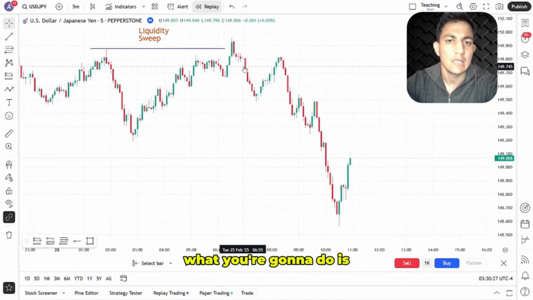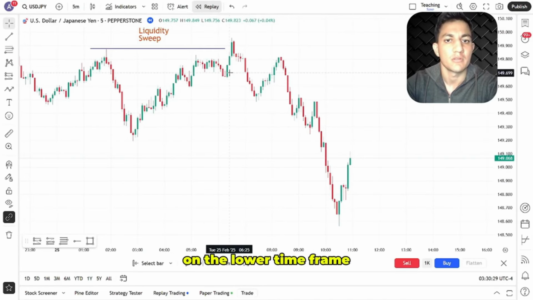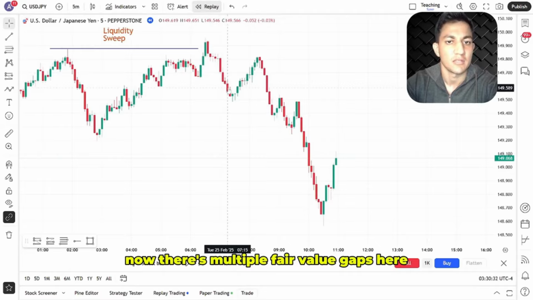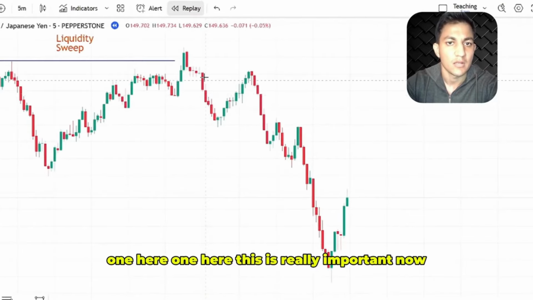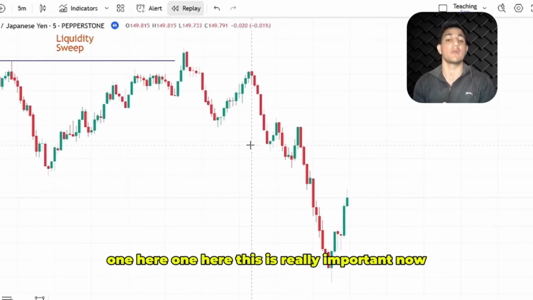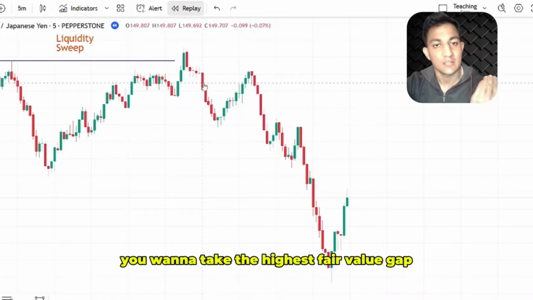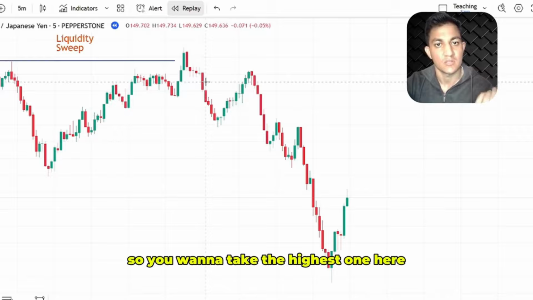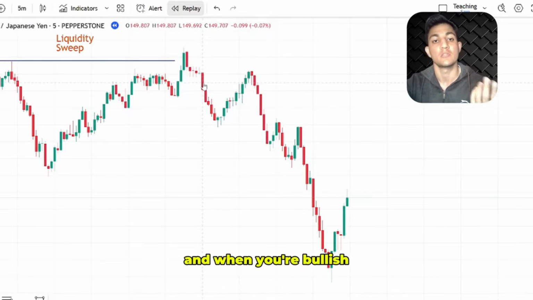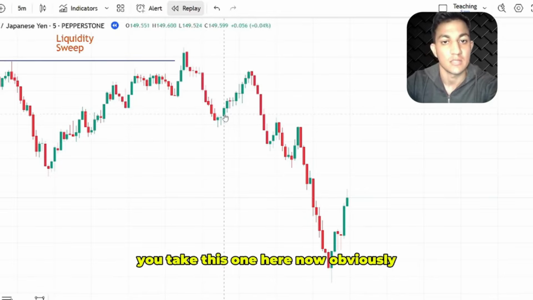So if you wanted to finesse your entry, and I keep saying finesse, but it's more about refining your entry, you're going to look for a fair value gap on the lower time frame. Now there's multiple fair value gaps here. There's a tiny one here, one here, one here. This is really important now, so make sure you write this down too. When you are bearish, you want to take the highest fair value gap there is. And when you're bullish, you want to take the lowest fair value gap. So you take this one here.